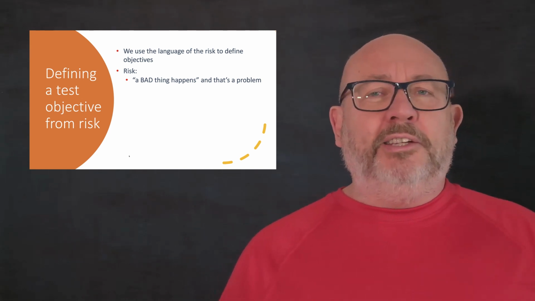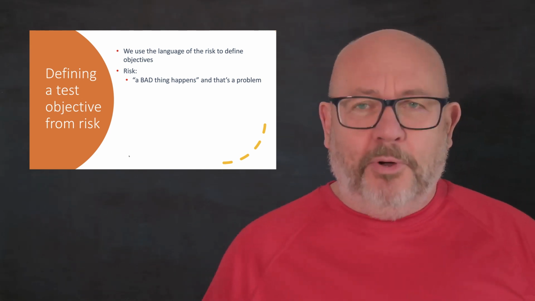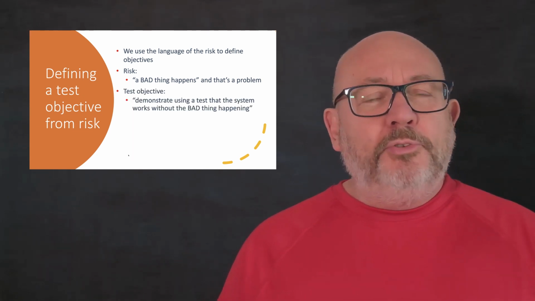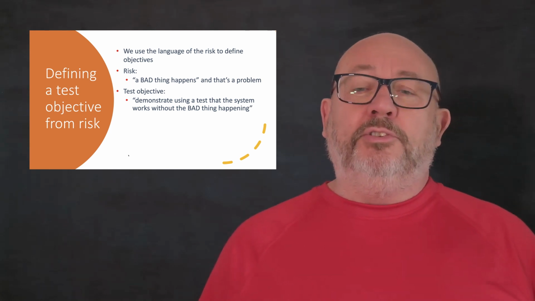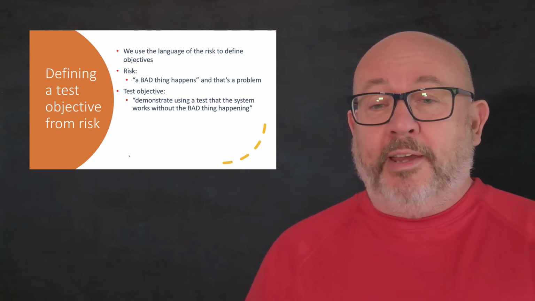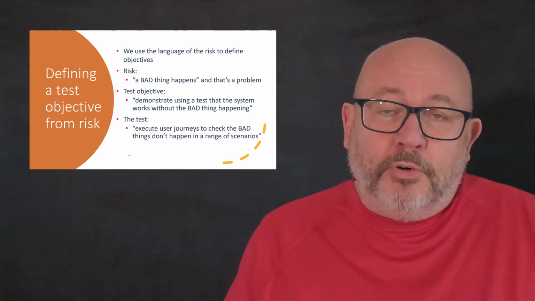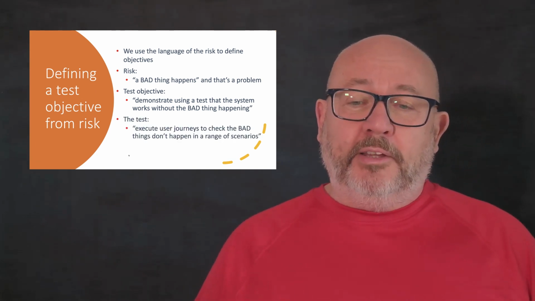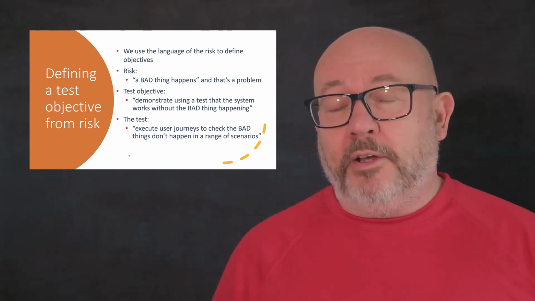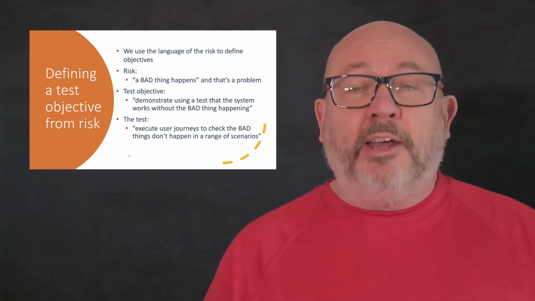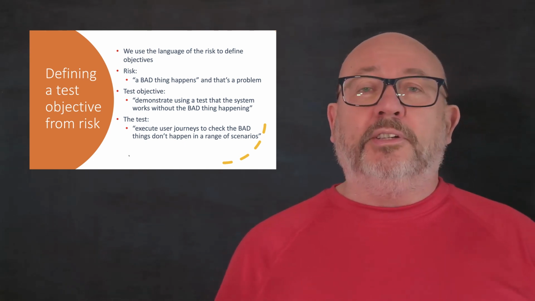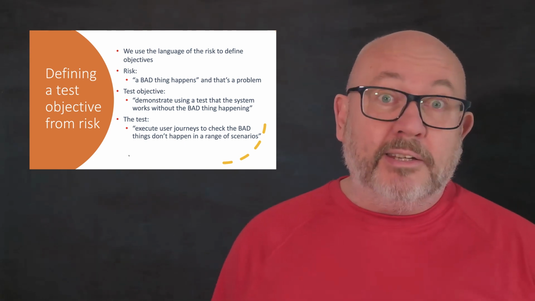So suppose the risk is a bad thing happens. It doesn't matter what that bad thing is, but it's a problem for us if it does occur. Our objective might be to demonstrate using a test that the system works without that bad thing happening. And the overall definition of a test might be something like this: to execute user journeys to check that bad things don't happen in a range of scenarios. And we might use test design techniques to select those ranges of scenarios that give us most confidence to achieve some level of coverage that matters to us.